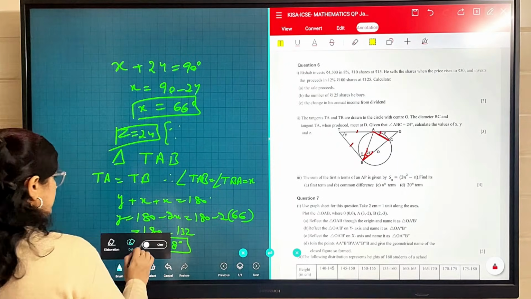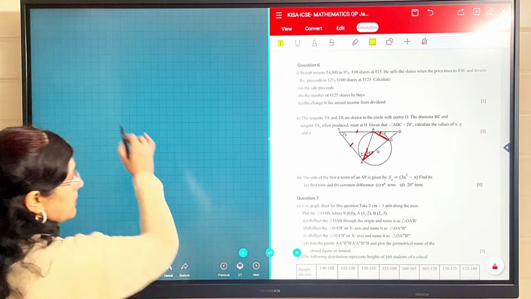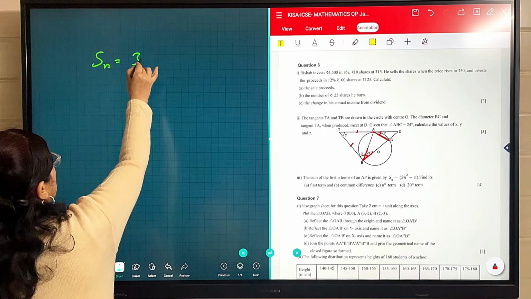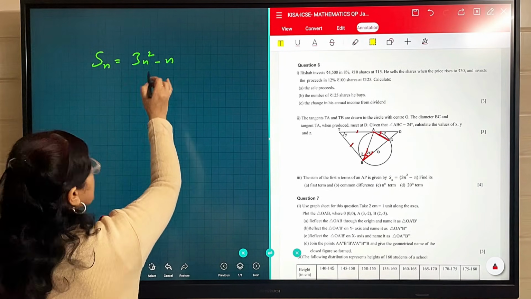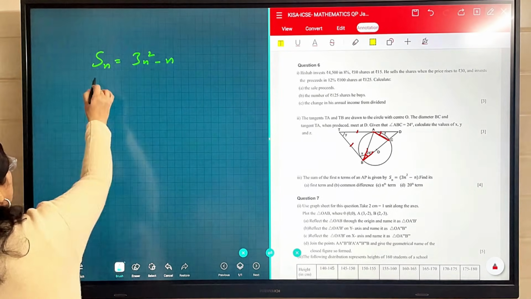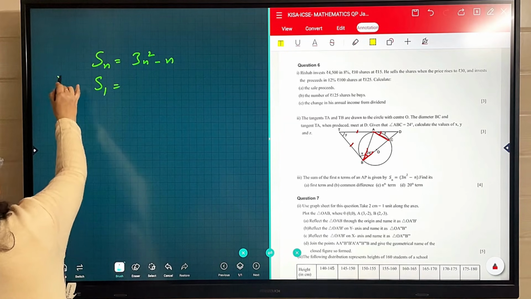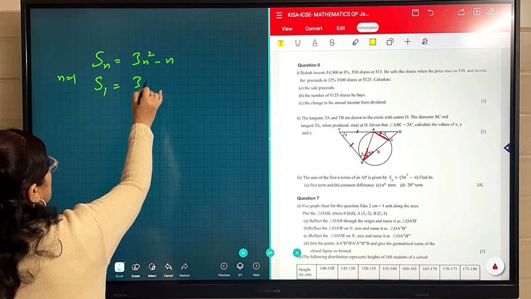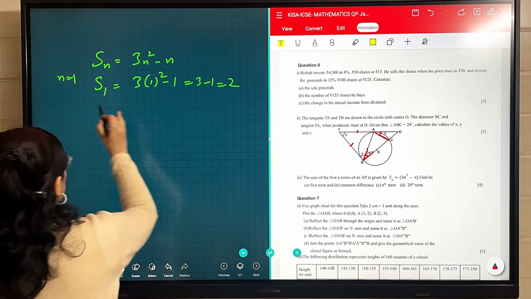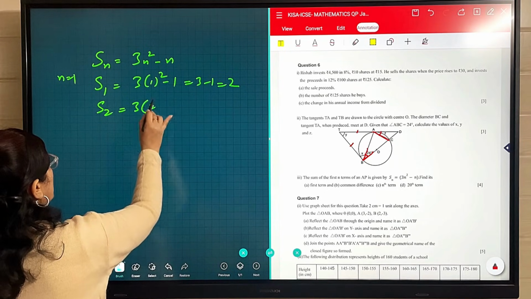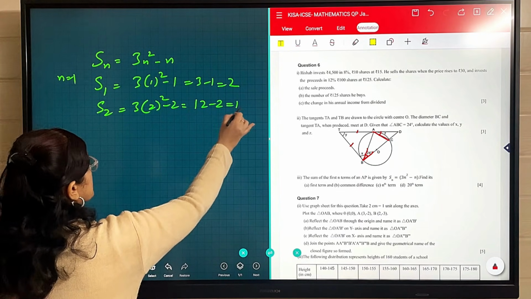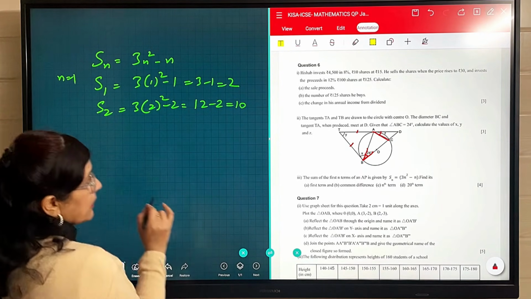Now coming to the third part. The sum of the first n terms of an AP is given by Sn is equal to 3n square minus n. This is the formula for the sum of n terms. So the first term we have to find. For S1 we are taking n is equal to 1. This value will become 3 into 1 square minus 1. It means 3 minus 1 means 2. S2 is equal to 3 into 2 square minus 2. 2 square is 4 into 3, 12, and minus 2 means 10. So this is the sum of the two terms.